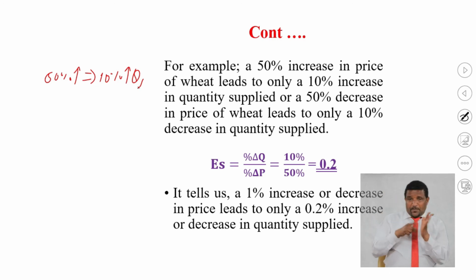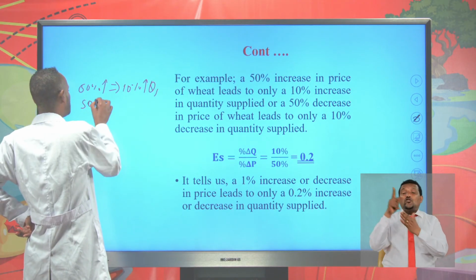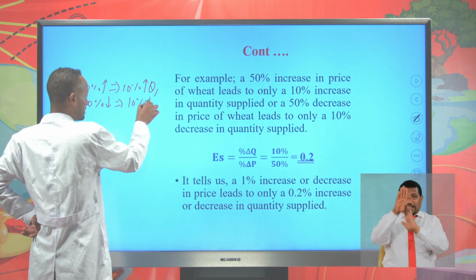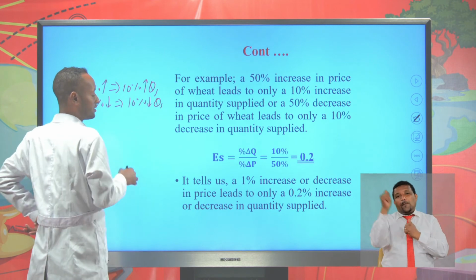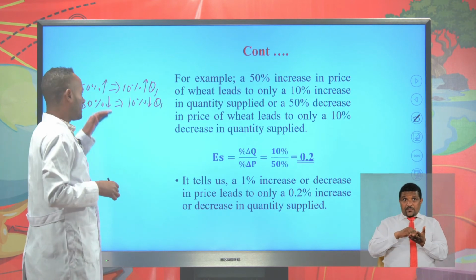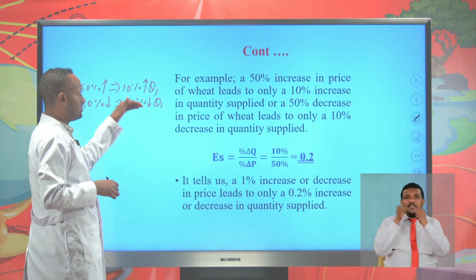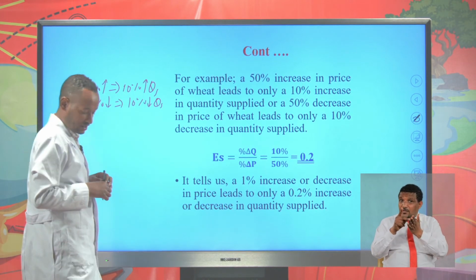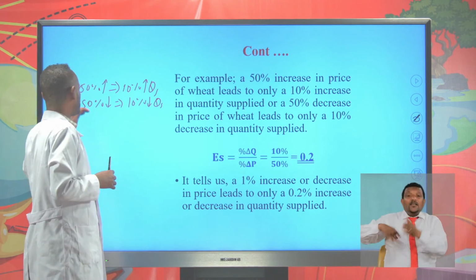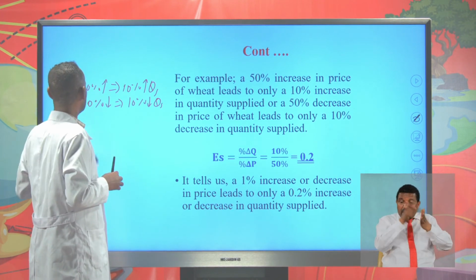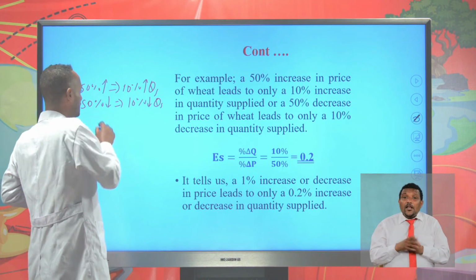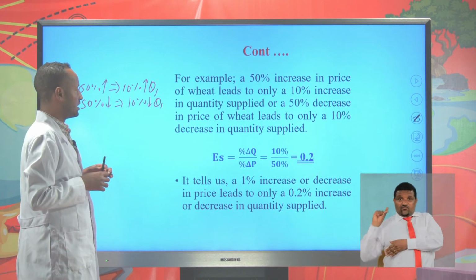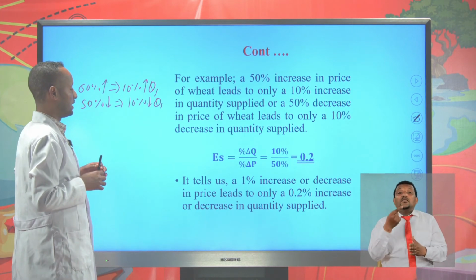Means, in other words, if the price of a commodity declines by 50%, then the quantity supplied declines by only 10%. Again, just ignore the signs, increase and decrease. Simply watch the numbers that are attached in the price and the quantity supplied side. If the number that's attached in the price side is larger and the number that's attached in the quantity supplied side is smaller, then the supplier is said to be inelastic.